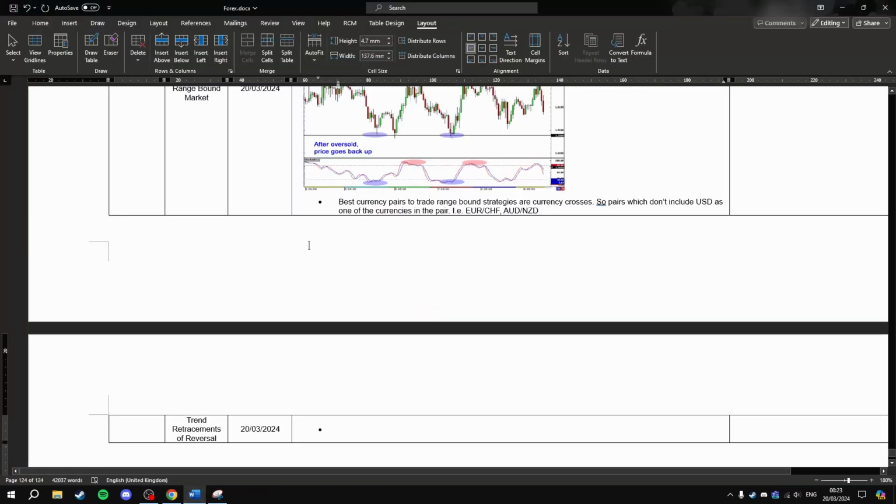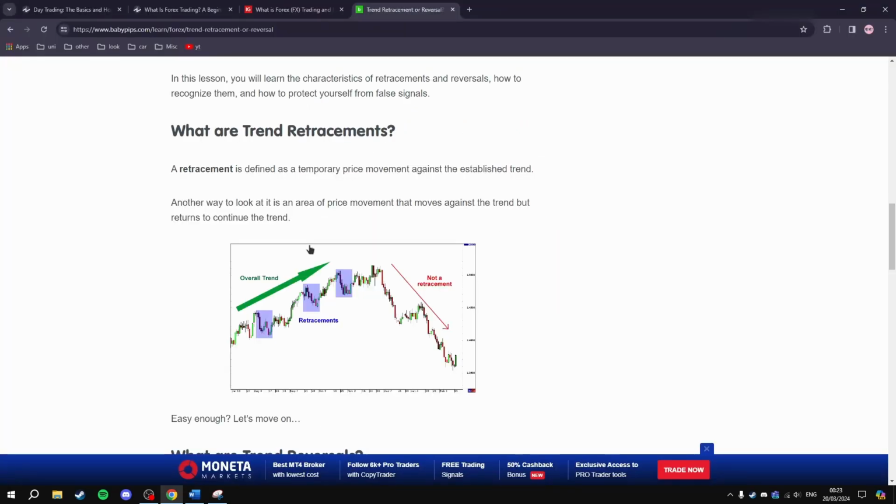A retracement is a temporary price movement against the established trend. Another way to look at it is an area of price movement that moves against the trend but returns to continue the trend.